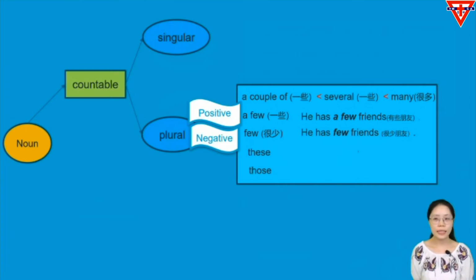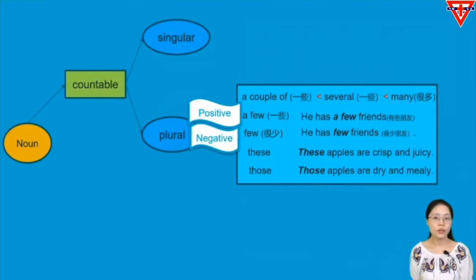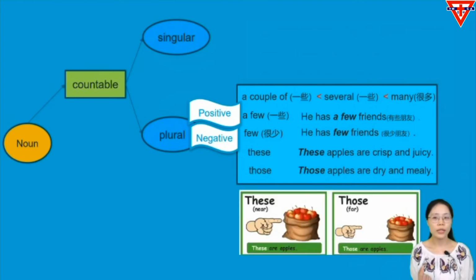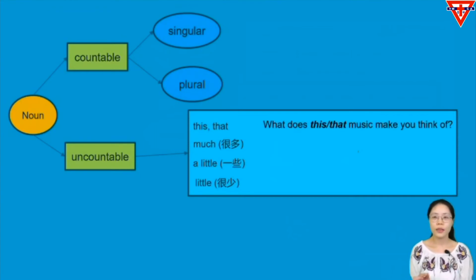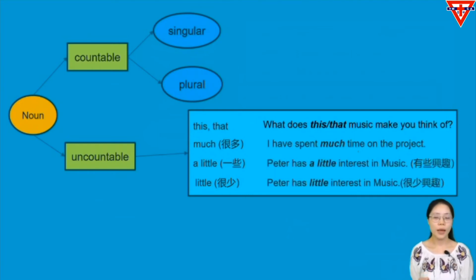Next one. These is the plural form of this for things close to you. Those is the plural form of that for things far from you. Here are the quantifiers we use with uncountable nouns. The usage of much and many, and the usage of a little and a few, are different, but the Chinese meaning is the same. The difference is that many, a few, and few are used with countable nouns, while much, a little, and little are used with uncountable nouns.